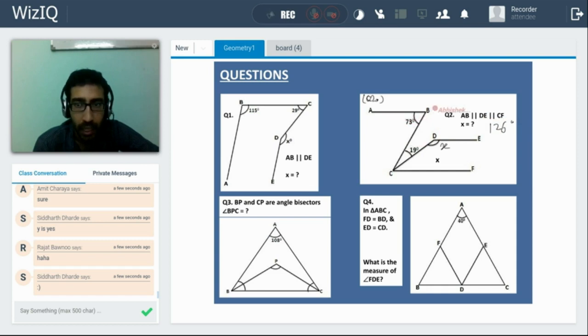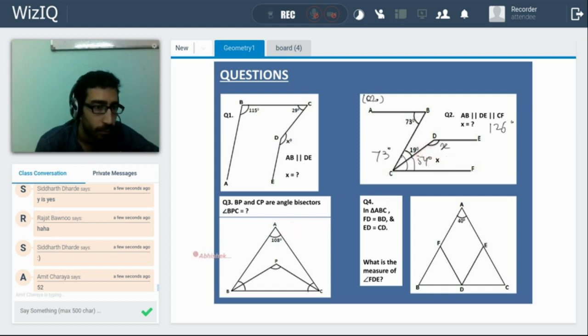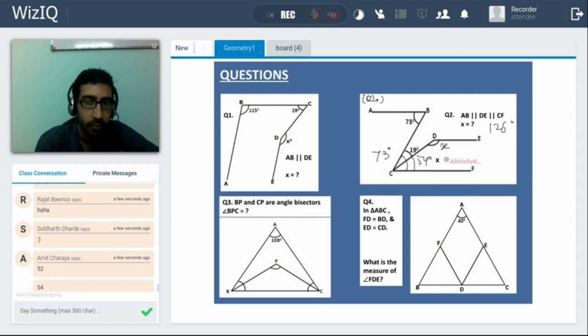And this is very simple again. You've just seen AB is parallel to CF and this forms a Z. So this whole angle has to be 73 degrees. If this whole angle is 73 and this little angle is 19, then the remaining portion must be 54. It's 54, not 52. Yes, 54 plus 19 is 73.